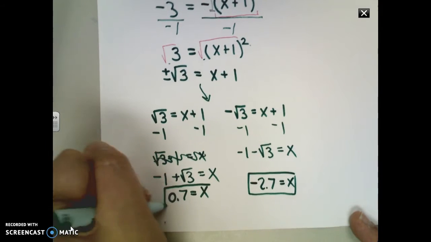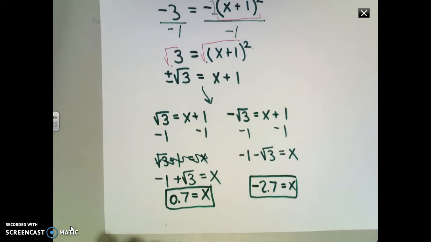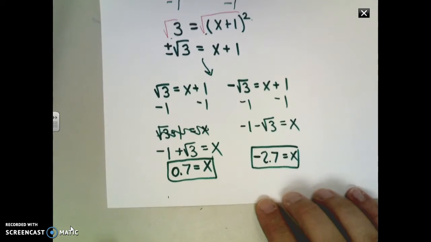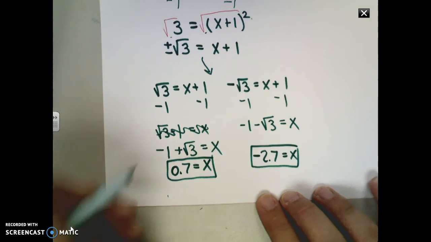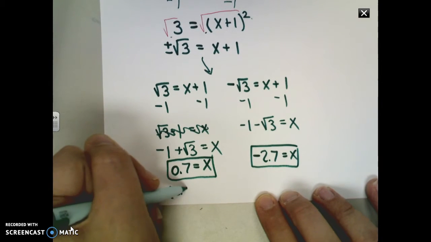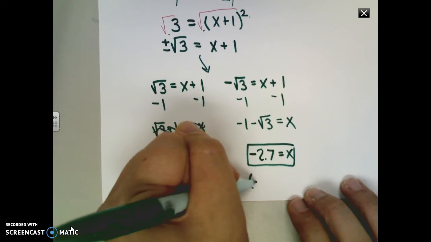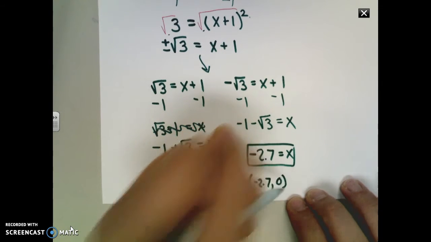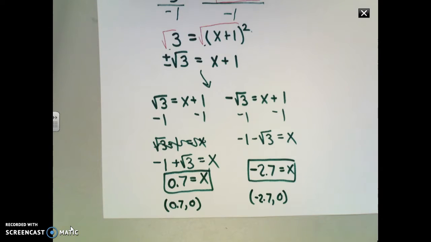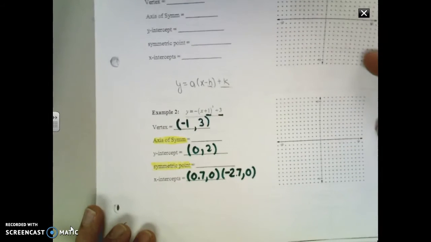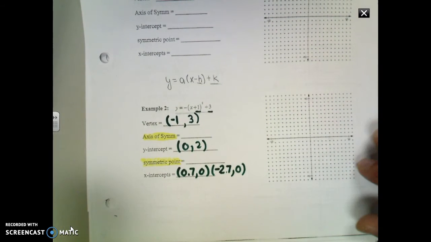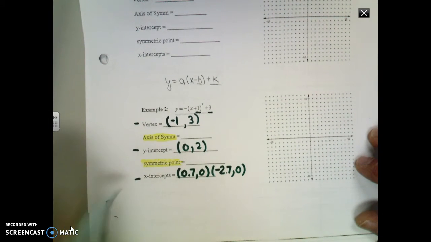So these are my two x-intercepts. And again, I have to write these as ordered pairs. So technically, what I'm going to transfer back to my worksheet is going to be 0.7 comma 0 and negative 2.7 comma 0. And so those are going to get transferred onto my paper. And here's what we end up with. Okay, so the work has been done for vertex, y-intercept, x-intercept.